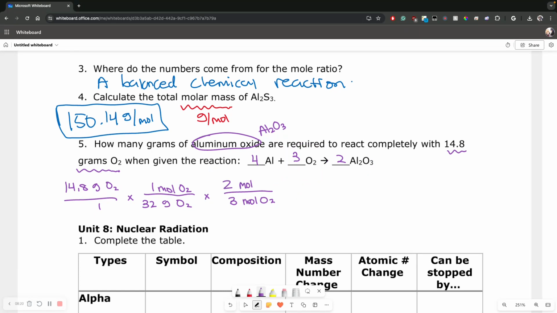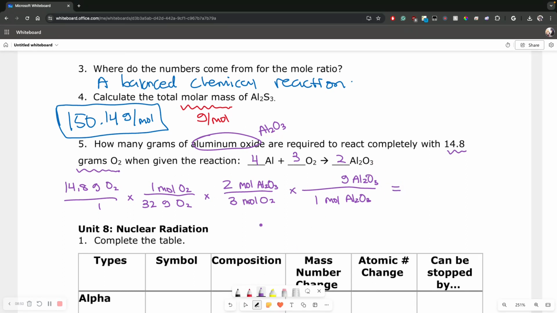2 moles of Al2O3. Right? And we have to ultimately end up with grams of aluminum oxide, right? So we're going to use the molar mass for aluminum oxide. So for every 1 mole of aluminum oxide, we're going to have some grams of aluminum oxide. That'll get us to grams.